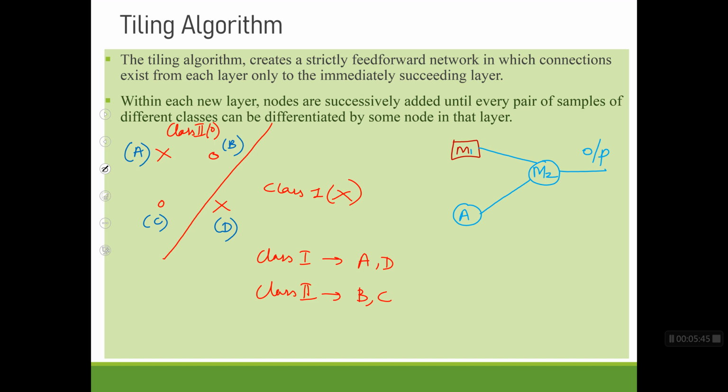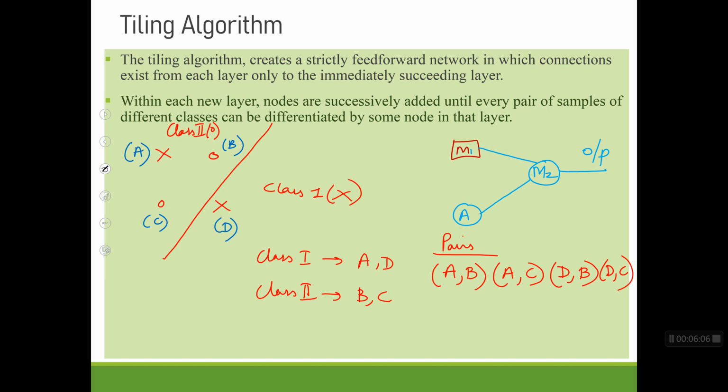So now I am writing the pairs. Now how will I form the pairs? I will form the pairs like this: one pattern from class 1, other pattern from class 2. Then I go to the next pattern from class 1, and finally I get 4 pairs like this.